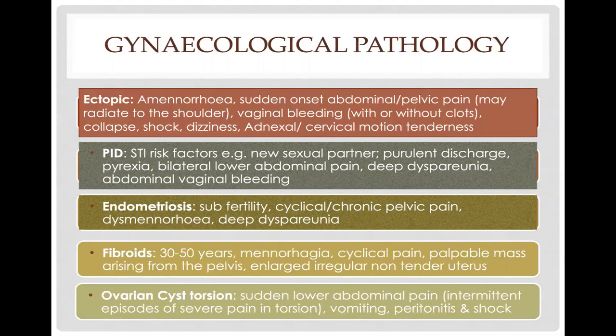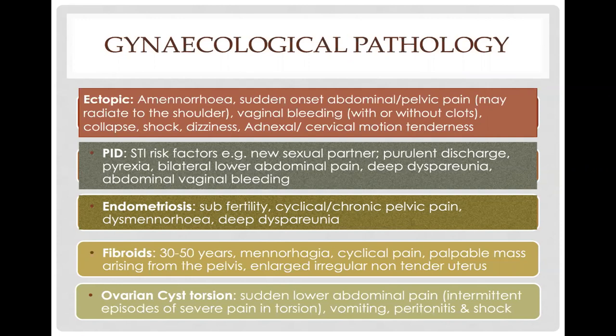Another condition is pelvic inflammatory disease. Typically with these patients, you need to ask them about risk factors for sexually transmitted infections, for example, having a new sexual partner recently, not using contraception. They may come in complaining of purulent discharge, feeling feverish, and typically have bilateral lower abdominal pain, deep dyspareunia, and abnormal vaginal bleeding, so intermenstrual bleeding, postcoital bleeding, etc.